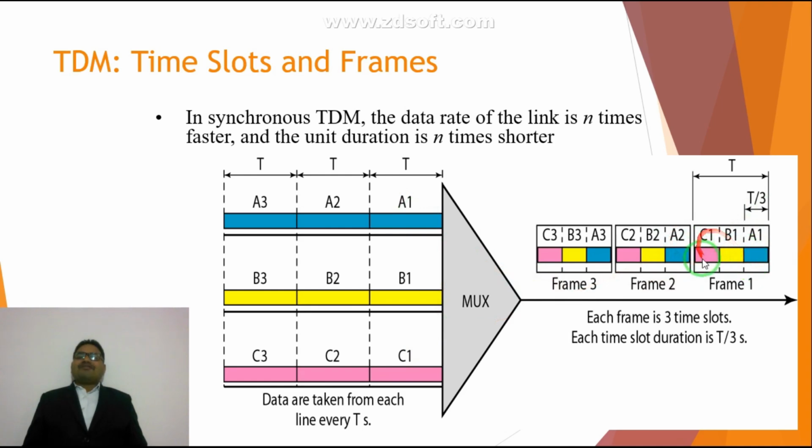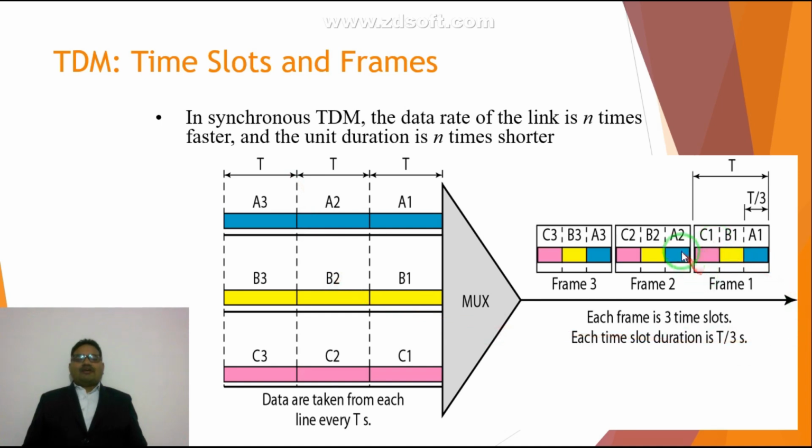And so each frame has 3 time slots because 3 sources are there. If the duration of each frame is, suppose, T seconds, capital T seconds, then what would be the duration of each slot? It could definitely be T by 3 or T by N. What is N? N is the number of sources, or how many slots there are in that frame.